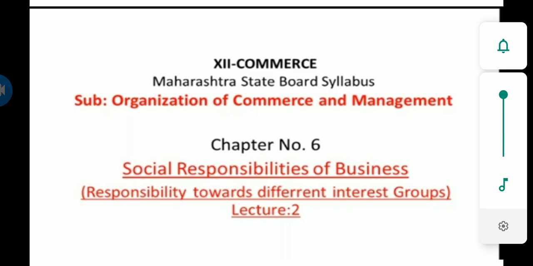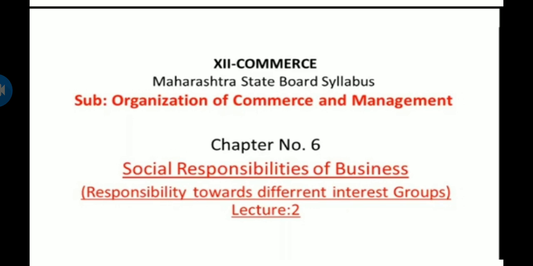So, all the activities of business should be performed in such a manner that they will not harm any part of society. Rather, they will protect and contribute to the interest of the society. This is the meaning of social responsibility. In 11th standard we studied that the aim of any business organization is to maximize the profit. But along with this, there are some responsibilities toward the society, known as the social responsibilities of business.